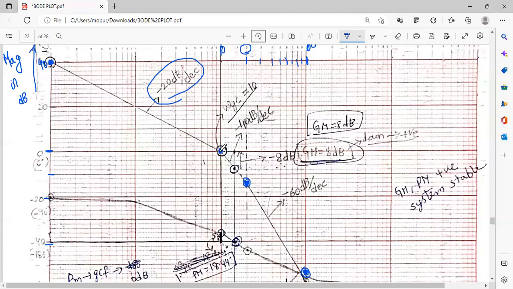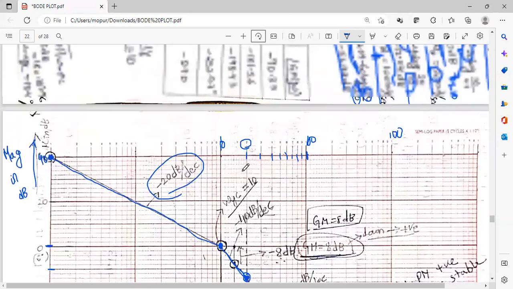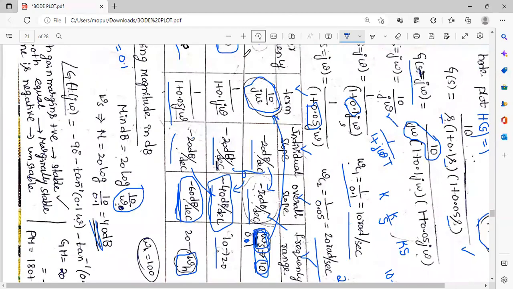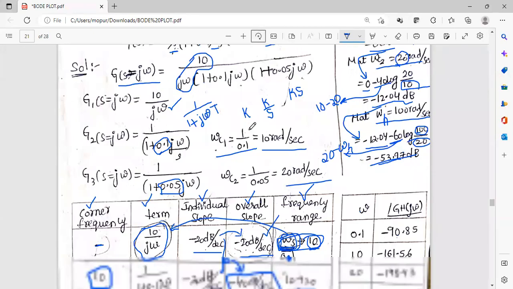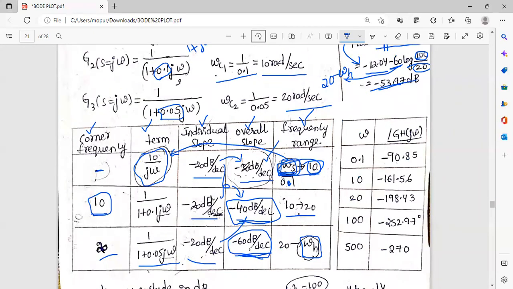Then you join this 10 to 20 line. You join a line between 10 and 20. For 10 to 20, what is the overall slope? You can see from the table. Wait, I will show you the table once. See here, from 0.1 to 10, minus 20. From 10 to 20, it is minus 40. From 20 to omega h, it is minus 60.